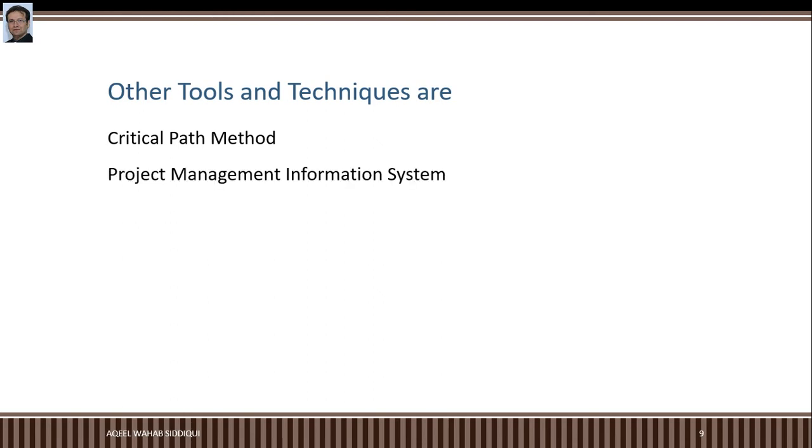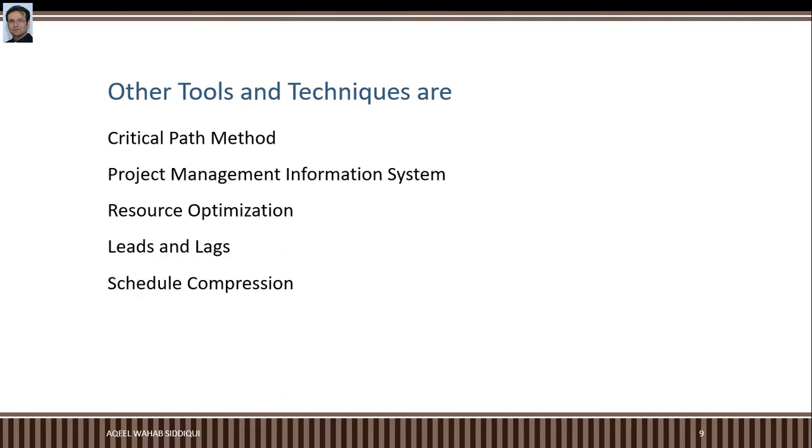Other tools and techniques are critical path method, which we have discussed in detail in my network diagram video. The critical path method is used to produce and find out the longest duration of the critical path, and that is the actual duration of the project. We use project management software to manage our project activities. We use resource optimization and leads and lags along with schedule compression. These three tools and techniques I have discussed in my previous video, that is develop schedule. If you have any confusion, you can watch that video as well.